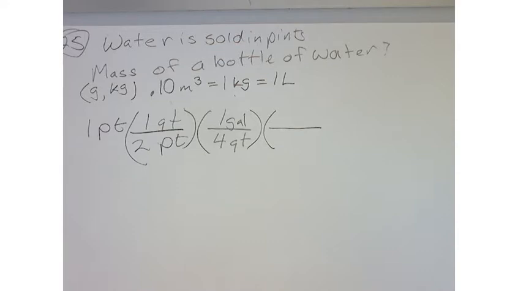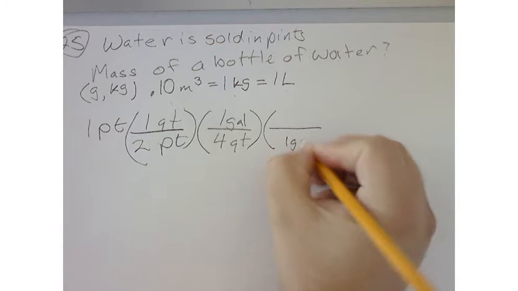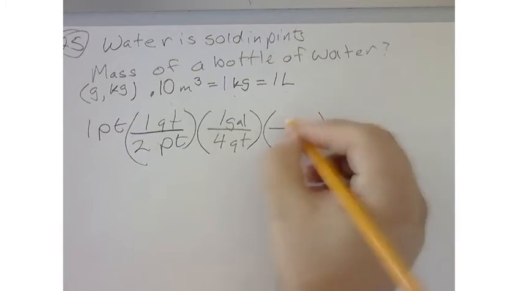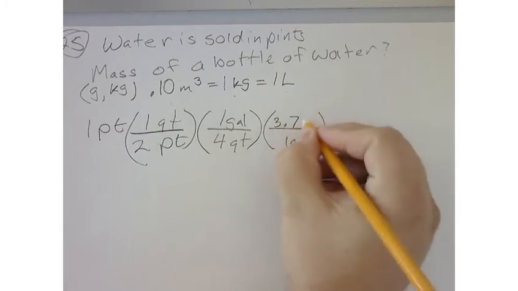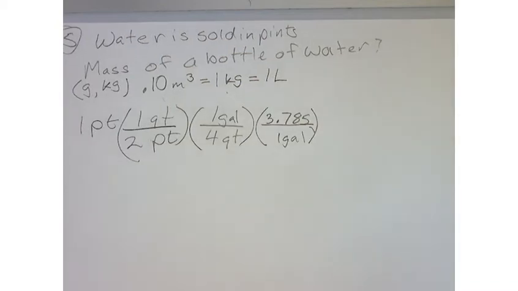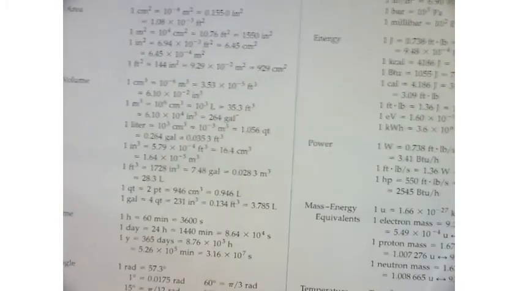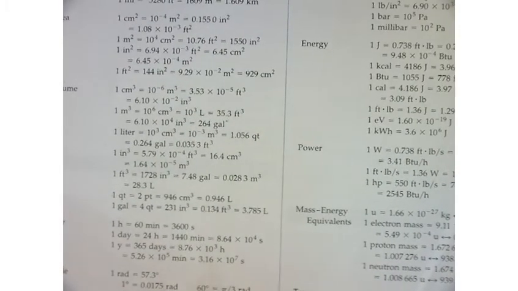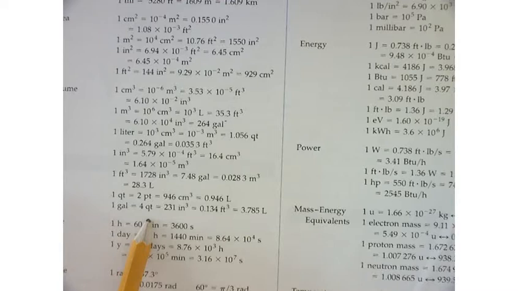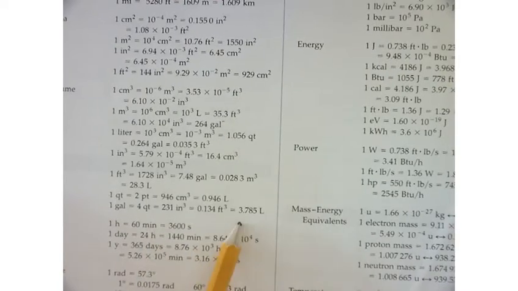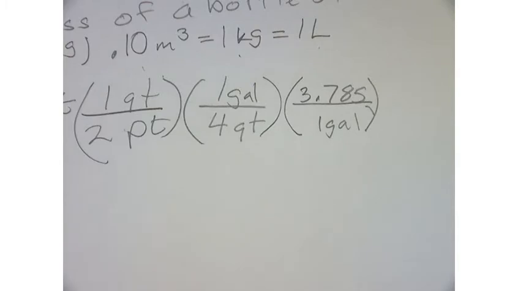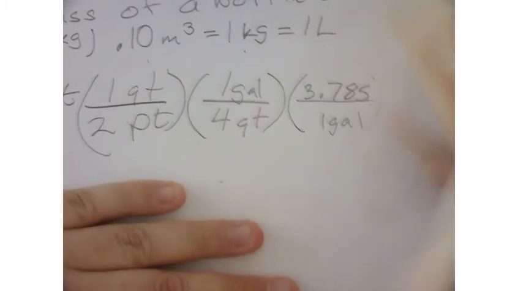3.785. So if this is 1 gallon on the bottom, because I want to cancel out the gallons, and according to my book, it's 3.785. And you say, Mr. Adams, where is that at? Oh, let me show you. In your book, see right here? It says 1 gallon is equal to 4 quarts, which is equal to 3.785 liters. All right, so that's 3.785 liters.